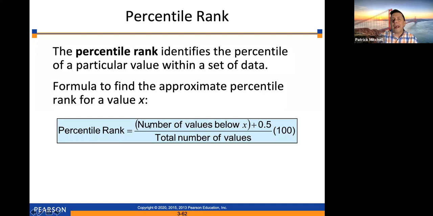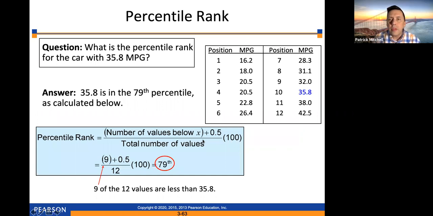The percentile rank is the number of values below the number you're looking at. So in my example, the number of students who scored below a 70 plus 0.5 divided by the total number of values, and then multiply that by 100. Okay, so in this example, what is the percentile rank for the car with 35.8 miles per gallon?